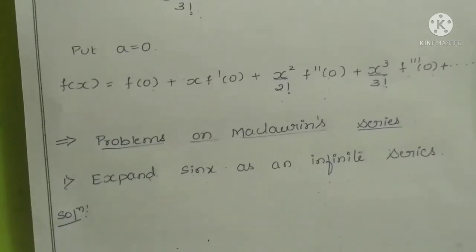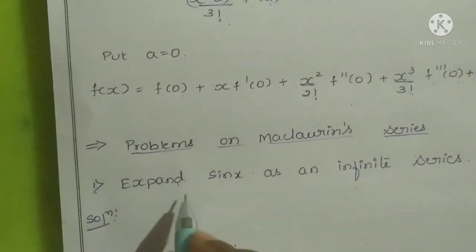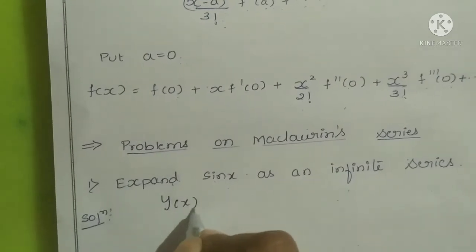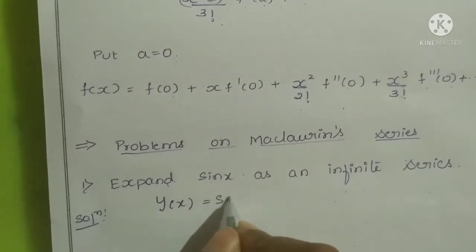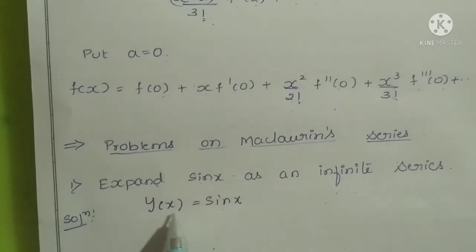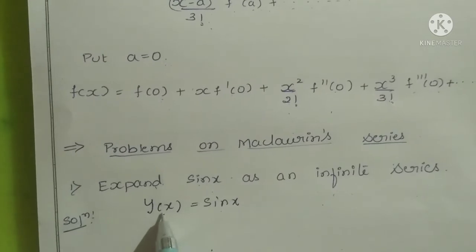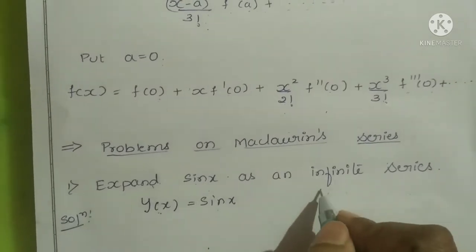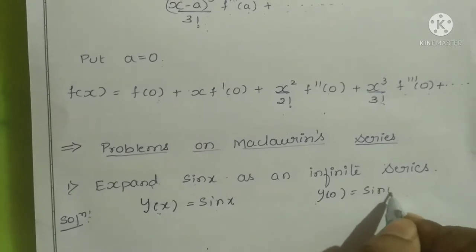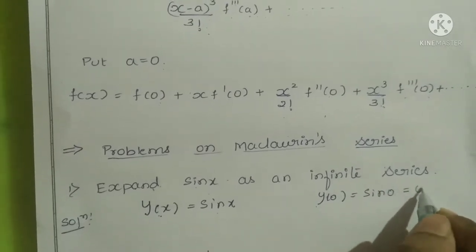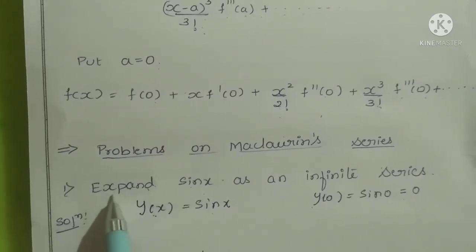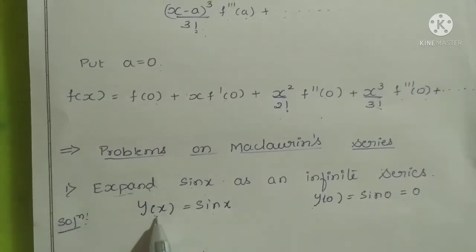So first let us consider this sin x as y of x. Equate y of x equals sin x. The given function sin x is equated to y of x. Then in this function put the value of x as 0. It becomes y of 0 equals sin 0. What is the value of sin 0? It's 0.